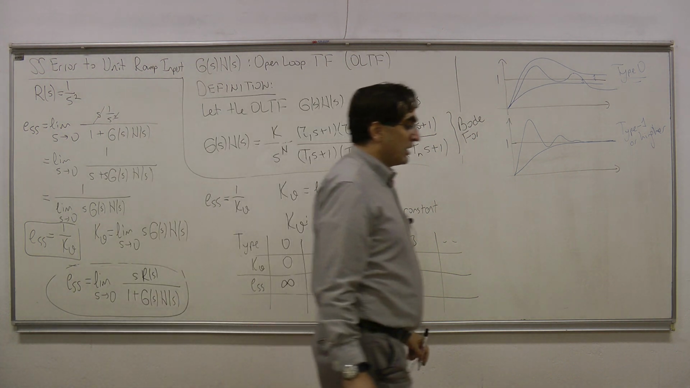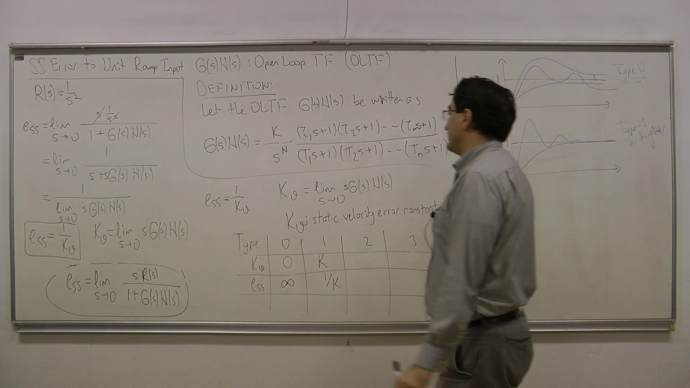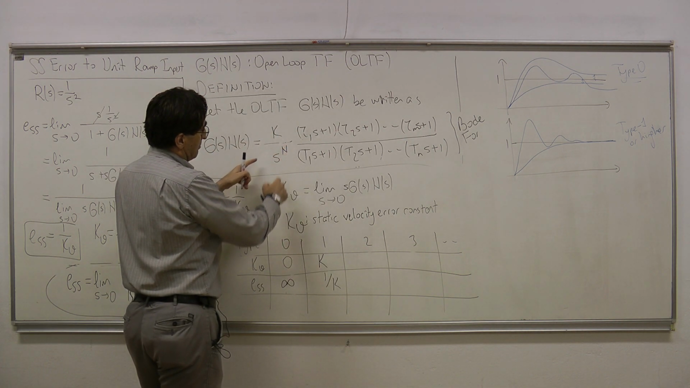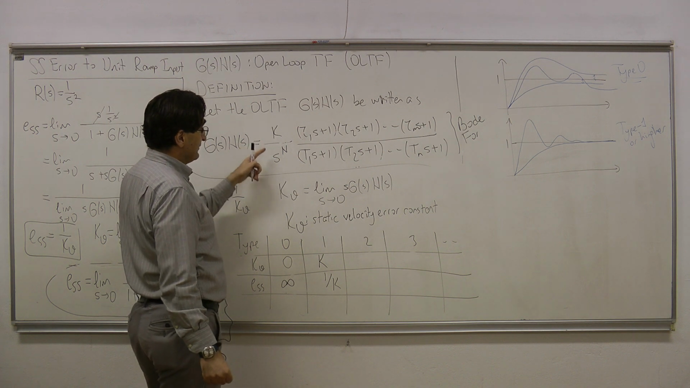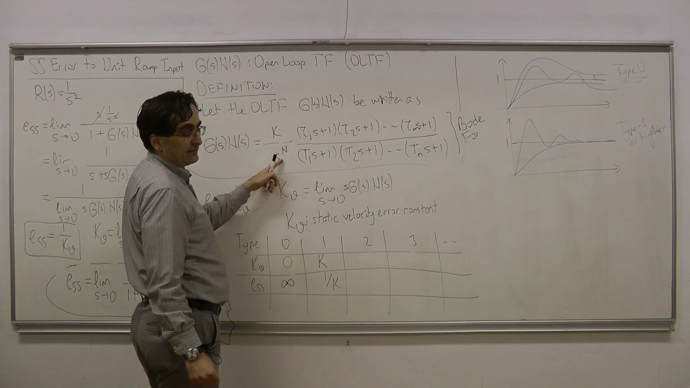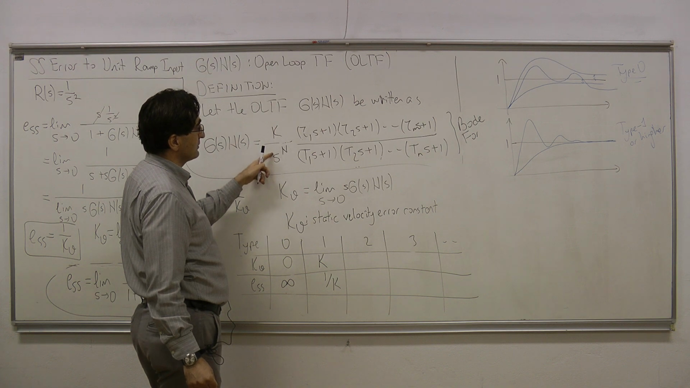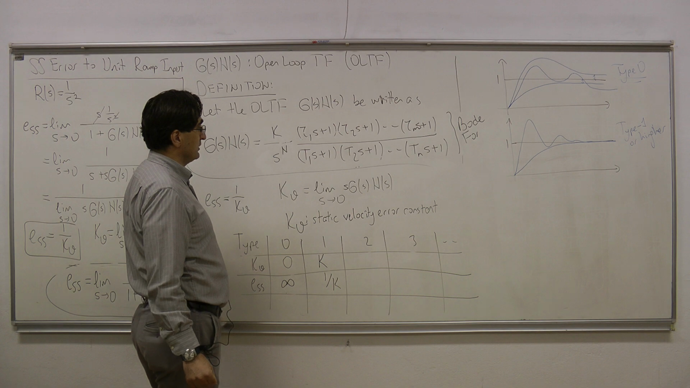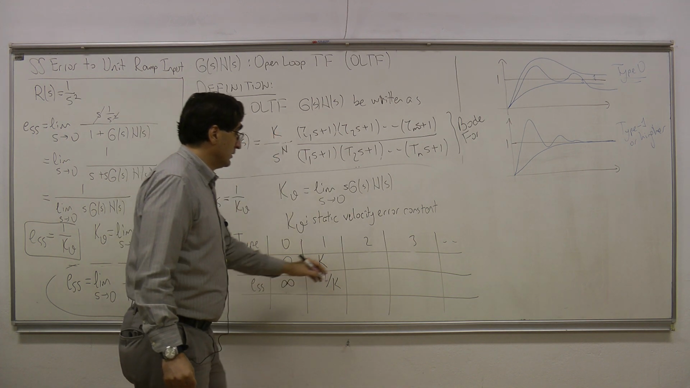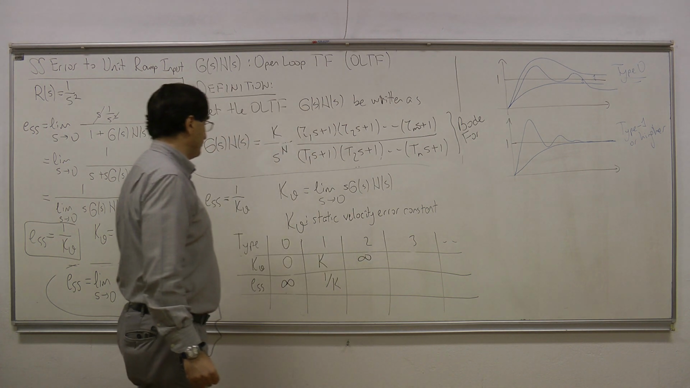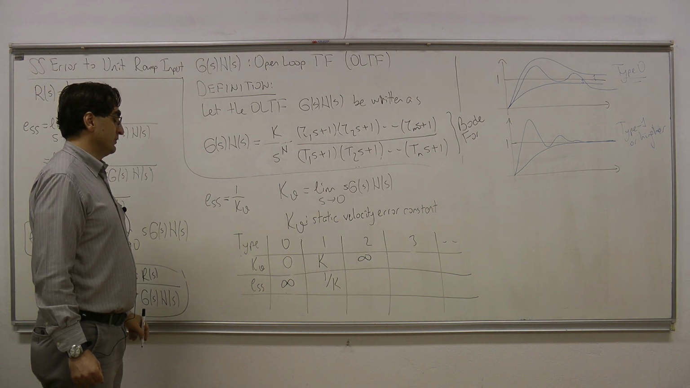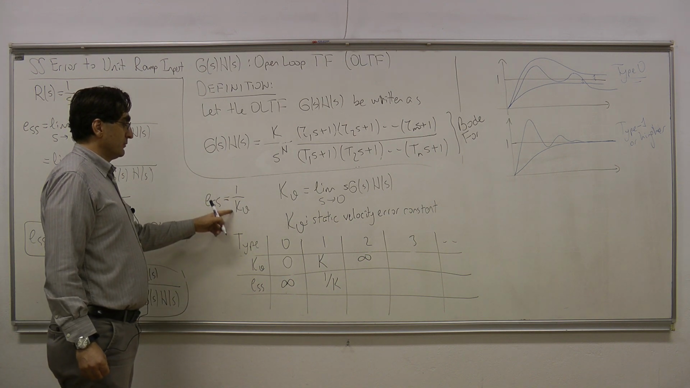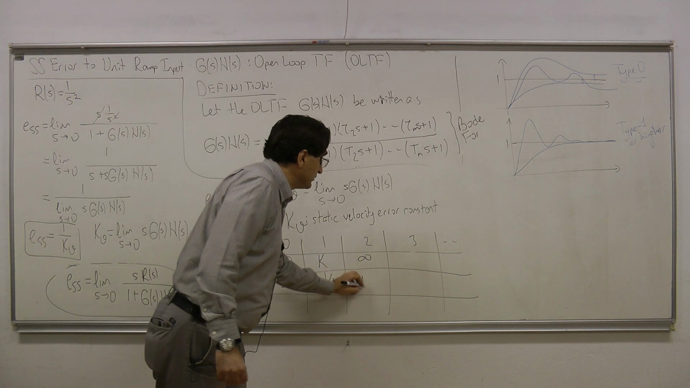What about the type 2 system? For a type 2 system, I would have an s square here. Multiply this with s. s is going to cancel one of the s's in the s square, so I would end up with k over s here, and these terms. Take the limit as s goes to 0, this is going to be infinite. So kv is infinite if we have a type 2 system. And what is the steady state error in that case? 1 over infinity. It is going to be just 0.